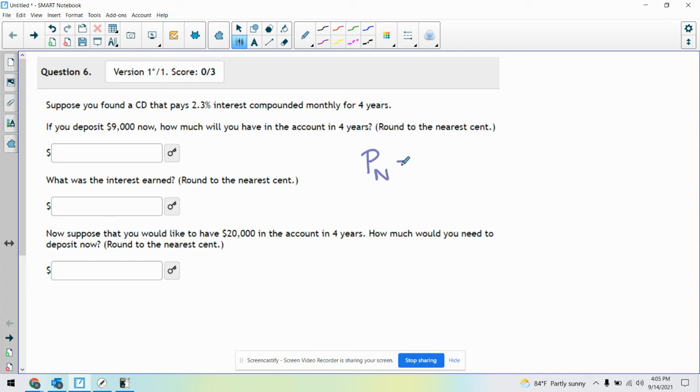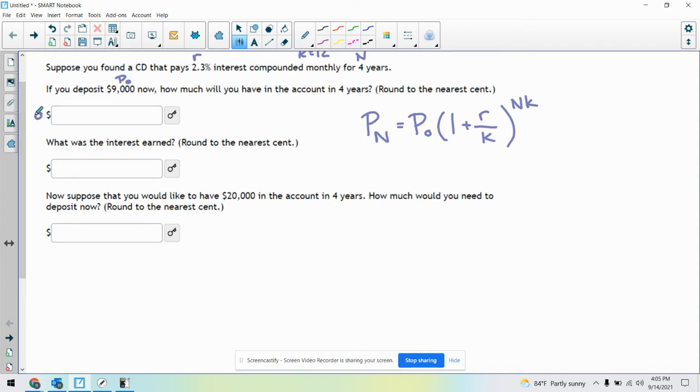P sub n equals P sub 0 times 1 plus R over K to the nk power. And this is just from the formula sheet on our course materials page on Blackboard. So I have my R, I have my N, I have my K is 12, and I deposit $9,000 now. That's P sub 0. So we'll call this part A.